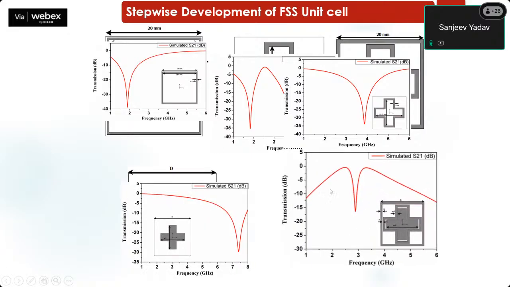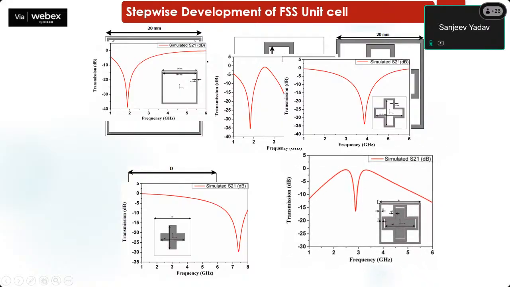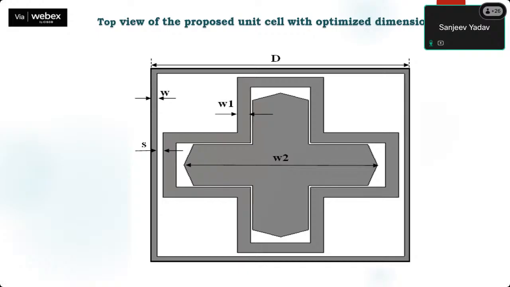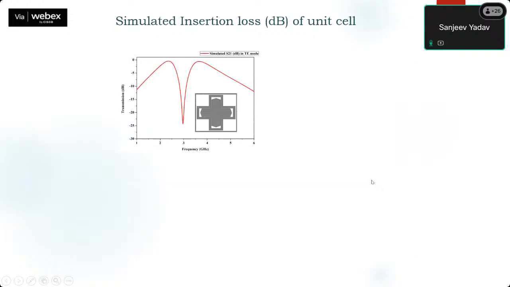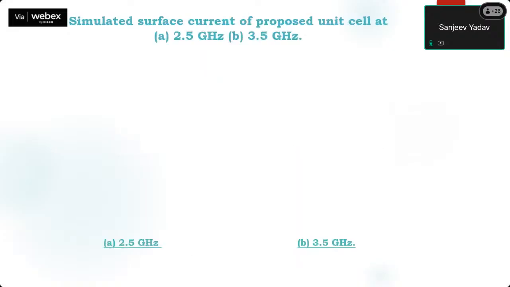So in the last figure, you can see that the two bands are passing. This is a transmission, one band here and the other band here, 2.5 and 3.5 gigahertz, they are being passed here. And this is the final proposed structure with optimized dimensions to get the desired frequencies. This is the result for the TE mode, transverse electric mode, and by rotating 90 degrees, we get the same results in the TM mode as well, because the structure is symmetrical, so no results change.